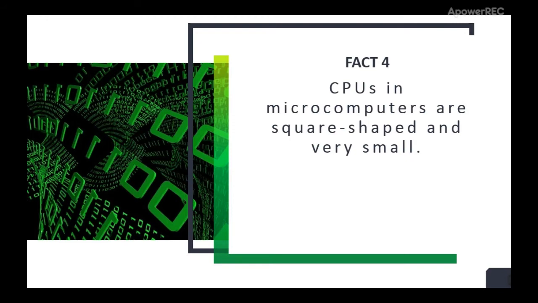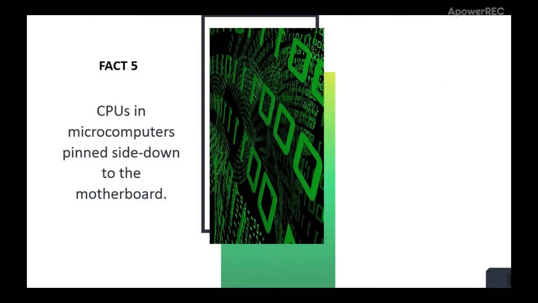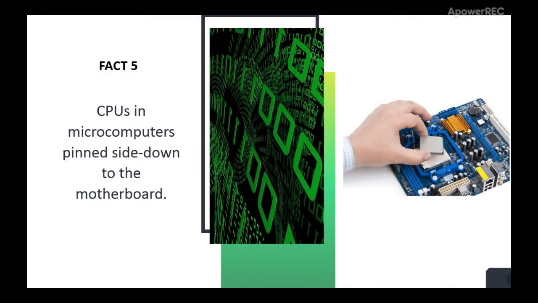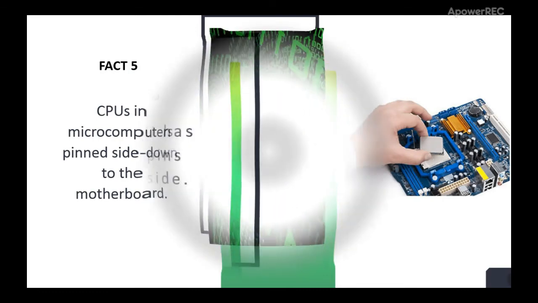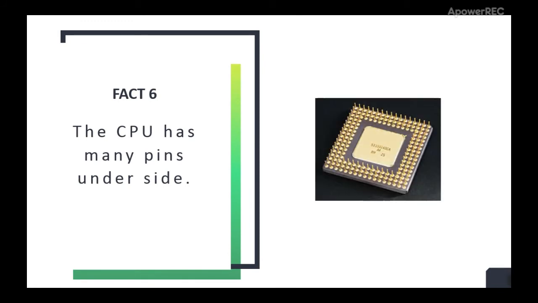Now let's move to fact number 4. CPUs in microcomputers are square shaped and very small. Fact number 5. CPUs in microcomputers are pinned side down to the motherboard. Fact number 6. The CPU has many pins under it, which is used to connect it to the motherboard.